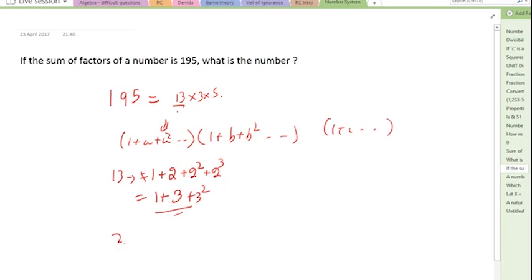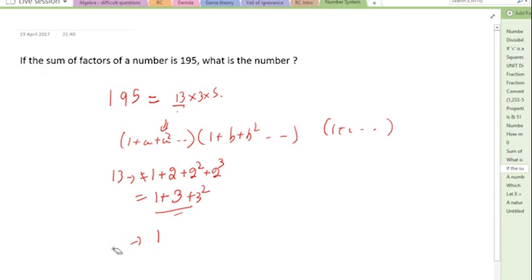Can 3 be written like that? 3 becomes 1 plus 2. So 3 can be written like that. And can 5 be written like that? 5 is 1 plus 2 plus 2 square? No, it can't be. 5 doesn't work. 1 plus 3 won't work. 1 plus 4 we can't do. So 5 cannot be. So then 13 into 3 into 5 doesn't work.